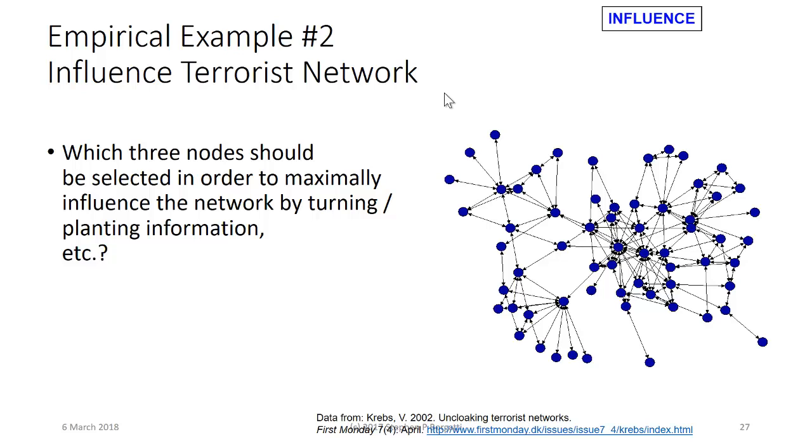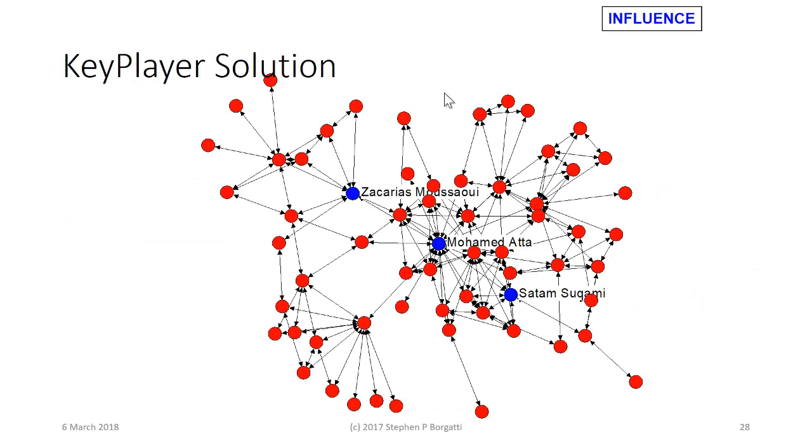So here's an influence on the same network. This is the exact same ties, but the goal is who to influence. And the key player solution comes up with one of the same people, Mohammed Atta, but the other 2 are different people. Just pointing out that a different goal means a different metric, a different measure.